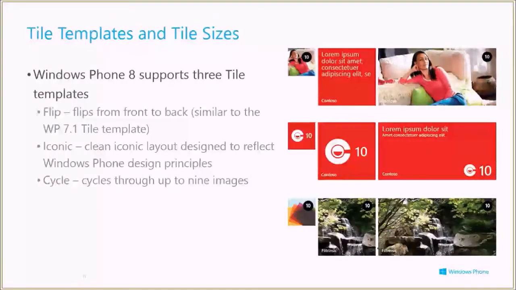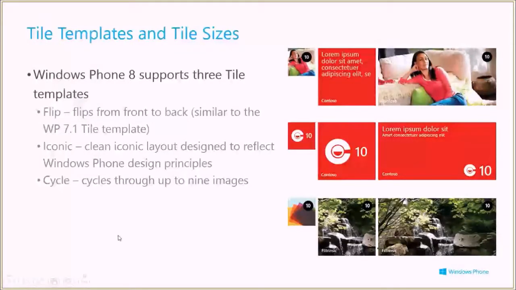So if you check the applications that come with your Windows Phone device, if you already have one, you take a look at the messages, the email, the settings, whatever you have, you'll find this kind of iconic image there, and this large number or the count number will be compared to the flip or the cyclic.